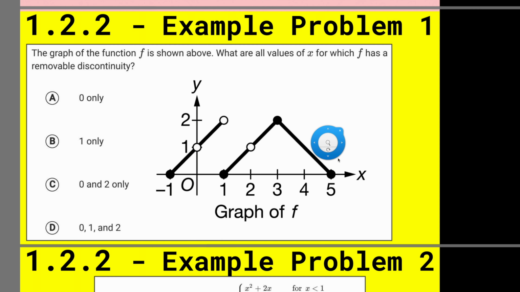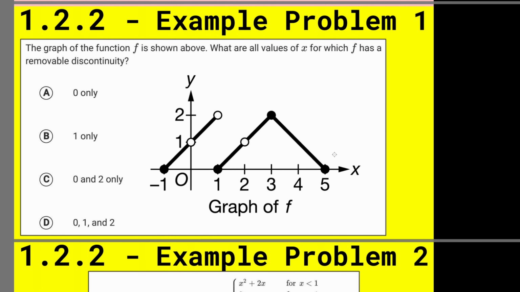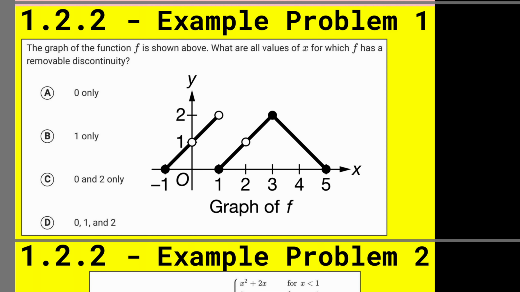All right, let's go over this first example problem right here. The graph of a function f is shown below. What are the values of x that has a removable discontinuity? If you remember, removable is just a hole, but the limit agrees on both sides. That's what's happening right here. So the answer would be 2 for this one and 0. This one, although it's a hole, it doesn't agree on both sides, so it can't be at 1. So the answer should just be C, 0 and 2 only.